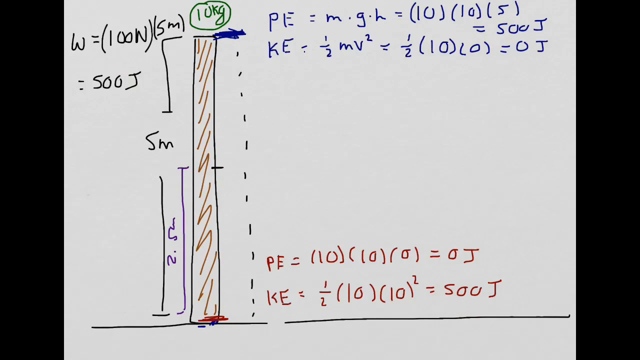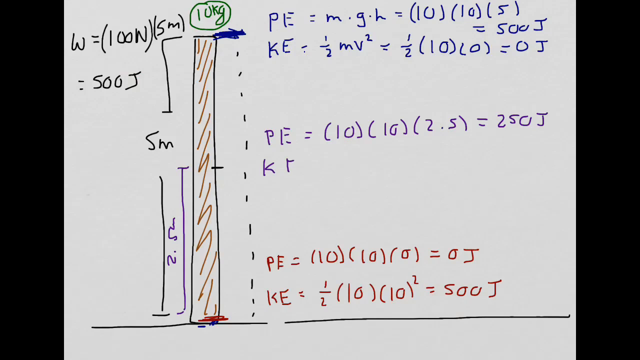So let's look at the potential and the kinetic energies at that point. Potential energy is probably easiest to find first. Potential energy is mass of the ball, which is 10, times gravity, which is 10, times the height above the ground, which is 2.5. And that gives me 250 joules.